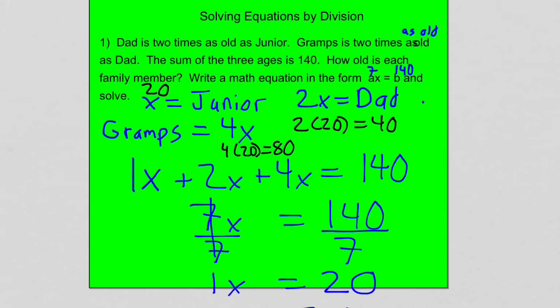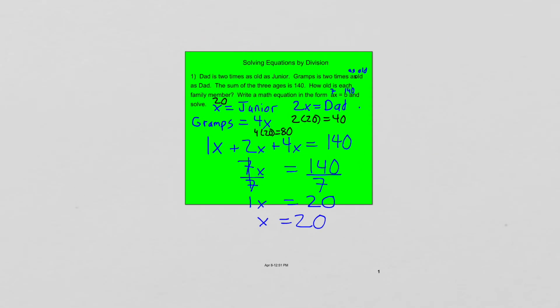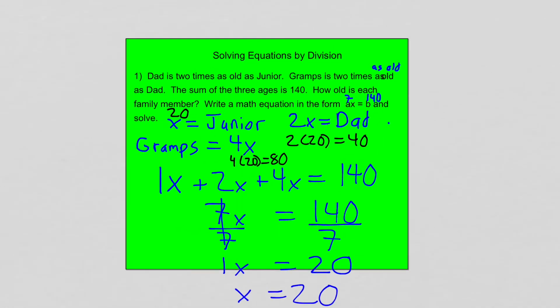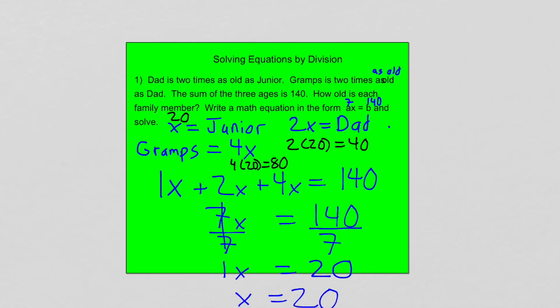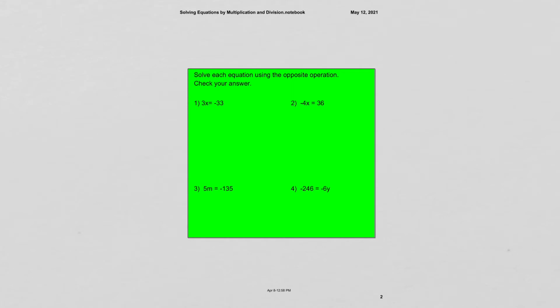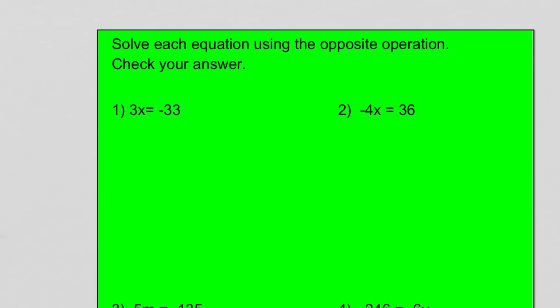So we've just used a math equation in the form ax equals b, a multiplication math equation that we solved by dividing to get these answers. And that's going to be our focus today, solving equations by division and checking them. So let's do a few of these. It says solve each equation by using the opposite operation. Check your answer. And we're going to have some negative integers as well.